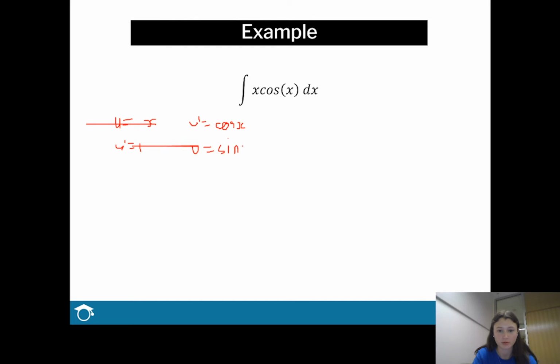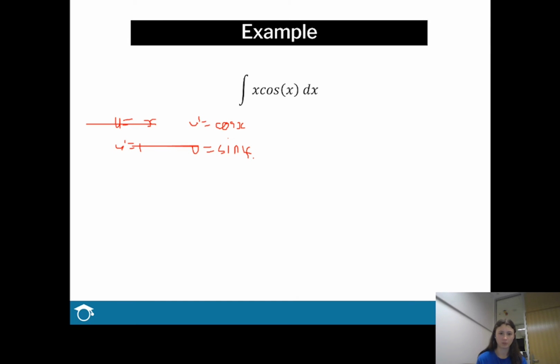It's very slow. So by using our formula, we're going to get that our integral is going to be equal to x sine x minus the integral of u dash v, and u dash v in this case is going to be 1 times sine x.